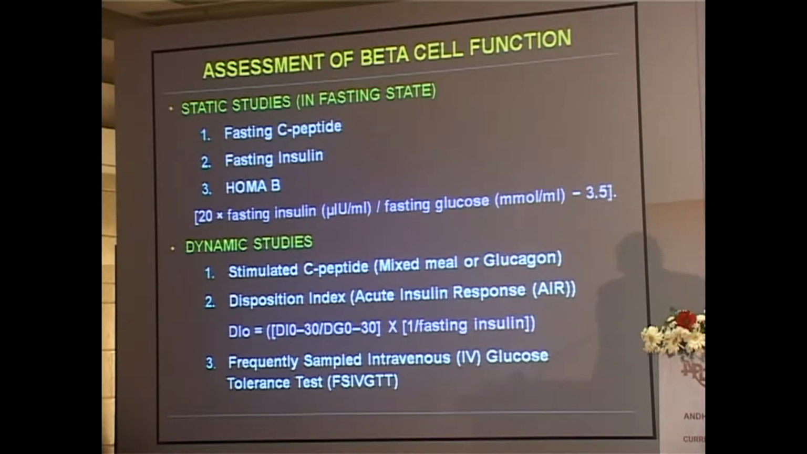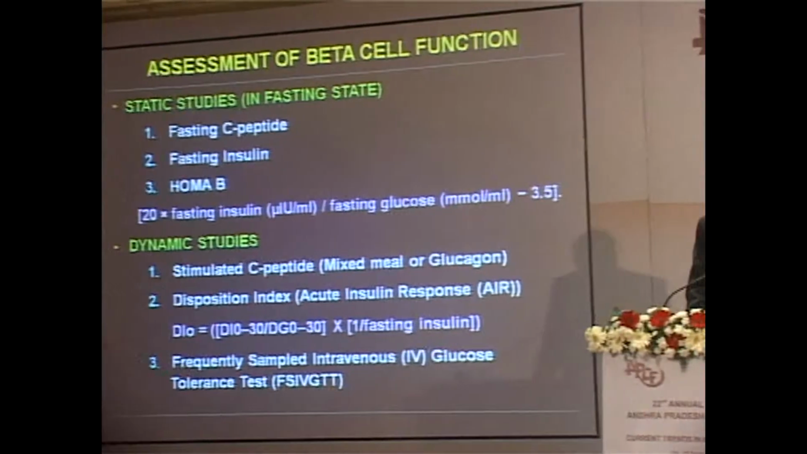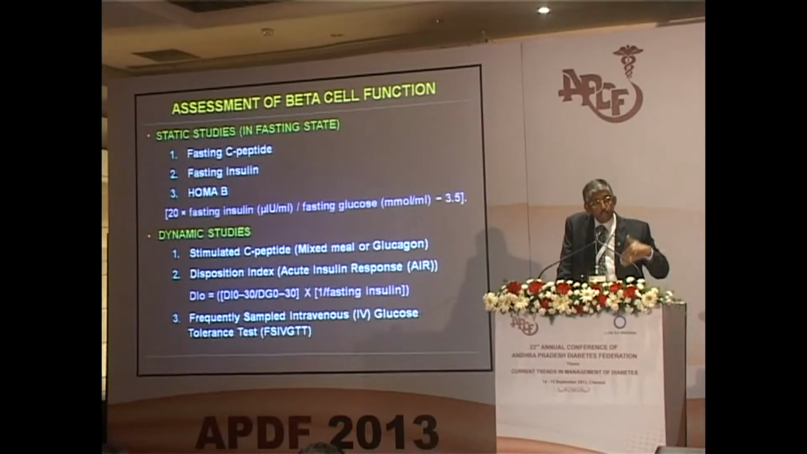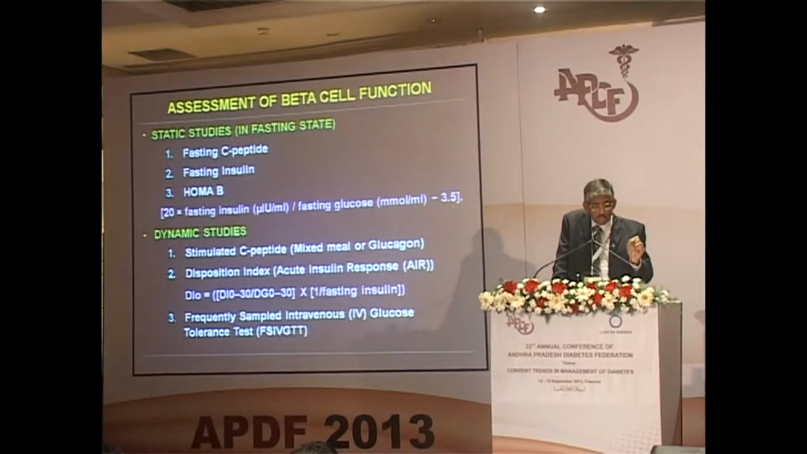You can use what is called the disposition index, and I'm going to talk about that in a little detail. In the disposition index, you look at the acute insulin response. So you give glucose, and 30 minutes after that, like we do in the old GTT, take a sample for glucose, take a sample for insulin, and using this formula, you can calculate the disposition index. To my mind, this is one of the simplest tests in practice as well as for research to assess this, and I'll talk about that.